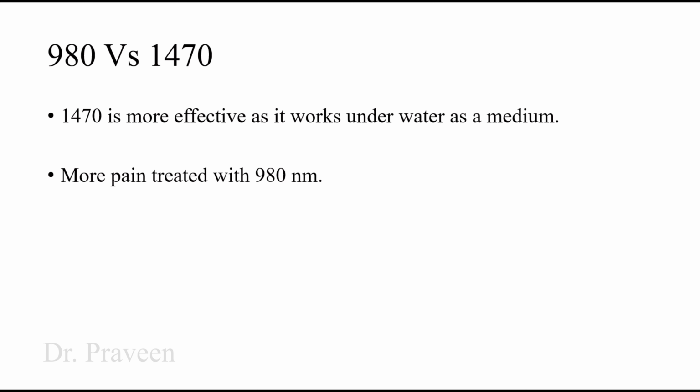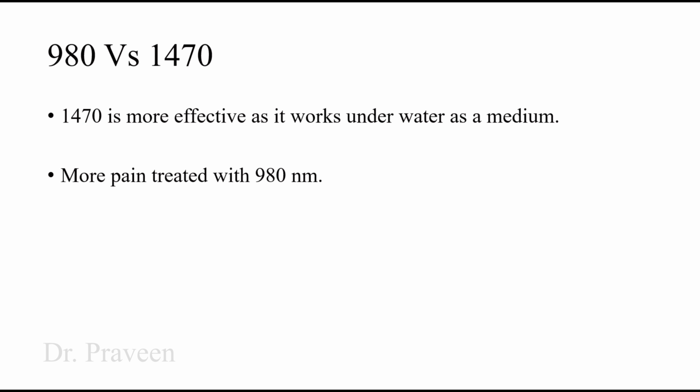We get two kinds of machines in anorectal surgery, the 980 nanometer or the 1470 nanometer machine. What is the difference? 1470 is more effective as it works with water as a medium. It is said to be 60 times more capable than the 980. Comparative studies say that the 980 nanometer wavelength machine causes more post-operative pain than the 1470.